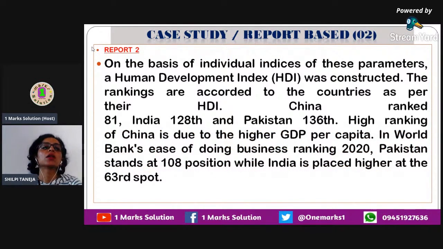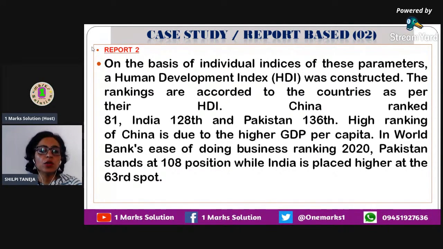Next report, on the basis of individual indices of these parameters, a Human Development Index was constructed. The rankings are according to the countries as per their HDI. China ranked 81, India 128 and Pakistan 136. The high ranking of China is only a report recently. What is the recent data is 131 for India, due to the higher GDP per capita.